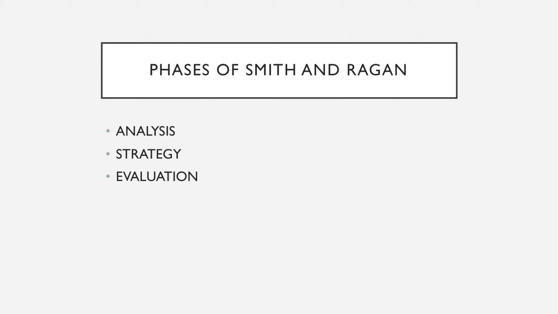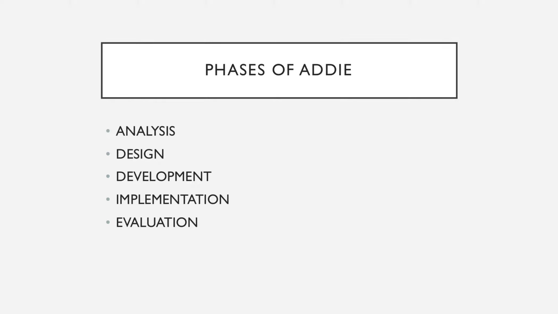There are 3 phases in the Smith and Reagan instructional design model: analysis, strategy, and evaluation. We'll go through these one by one and talk about how ADDIE fits into each. ADDIE is, of course, analysis, design, development, implementation, and evaluation. As you can see from this list, there is some overlap with Smith and Reagan here.